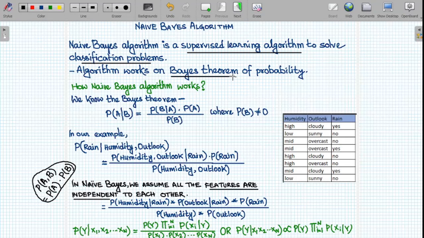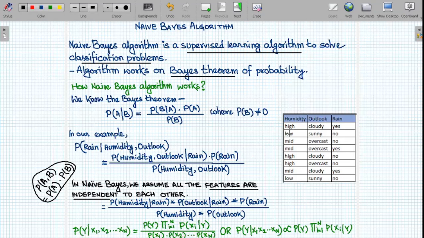Let's understand how Naive Bayes algorithm works internally. We know the Bayes theorem is something like this. Here we will evaluate probability of A when B is given. The equation is something like this. Probability of A given B equals probability of B given A into probability of A by probability of B, where probability of B is not equal to 0. Let's understand how Naive Bayes algorithm uses this Bayes theorem to predict the dependent variable or the target column.